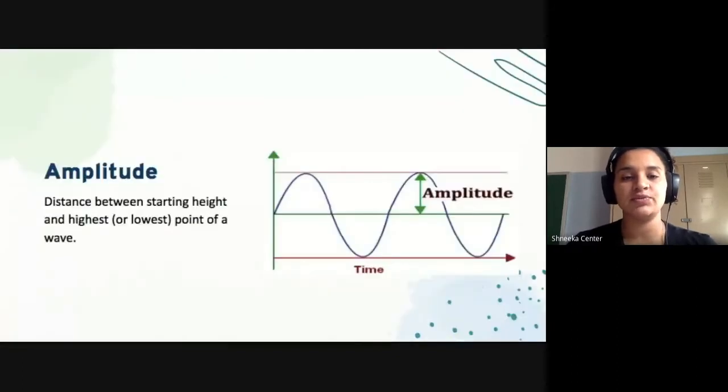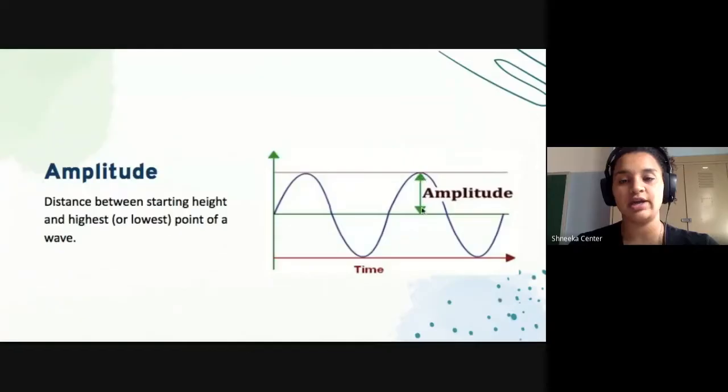Amplitude is the distance between the starting height and the highest or lowest point of a wave. So the starting point is this green line, and the amplitude is the space between the highest point and this time that the wave touches through the starting point.